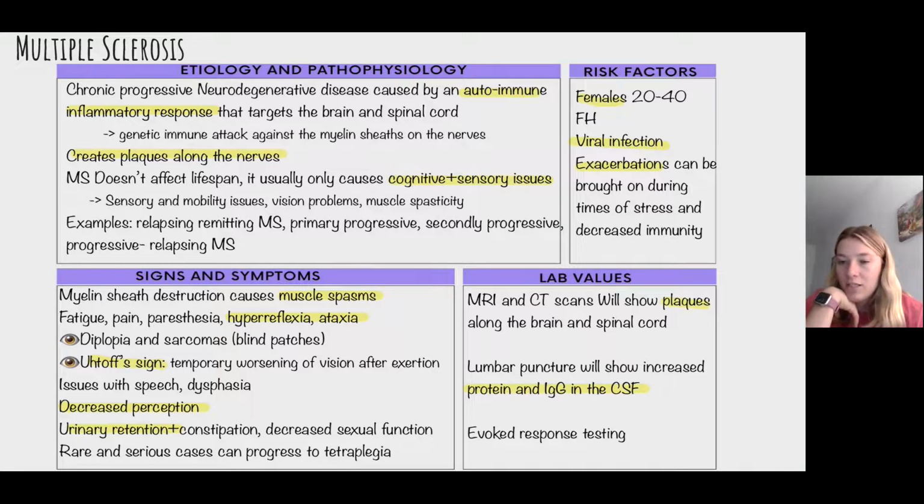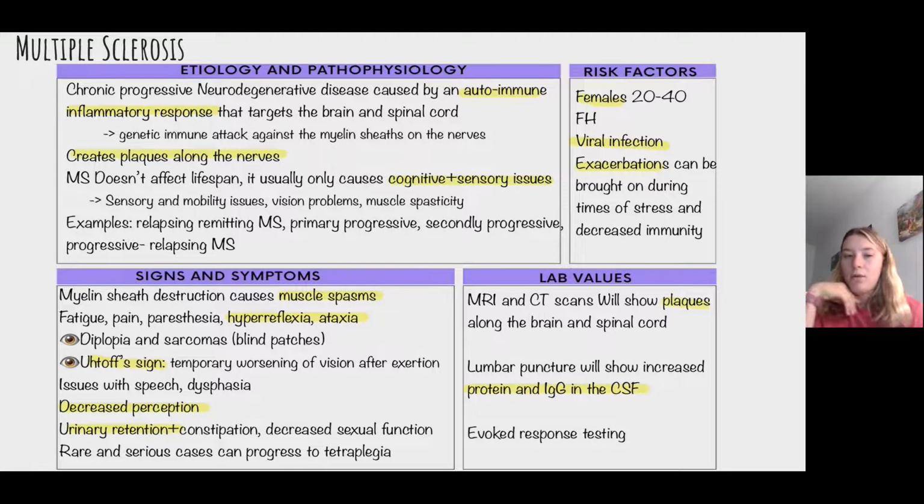Also, our Uhthoff sign is pretty important. This is worsening of vision after exertion. So let's say my patient was at a rec league playing volleyball and all of a sudden had really, really bad blurry vision. Well, we know that in MS, usually they're going to have this worsening of vision upon exertion. So just placing your education there.